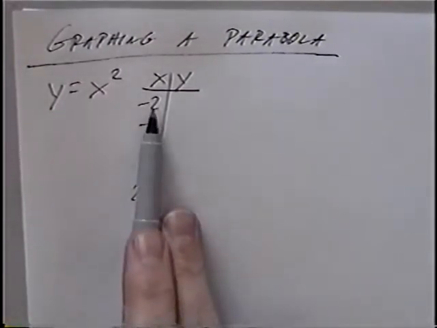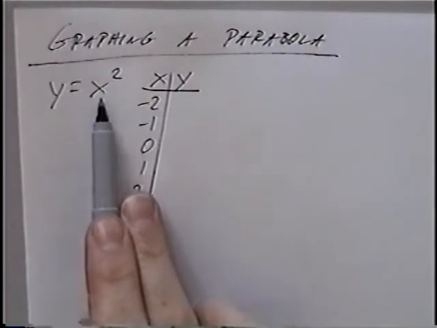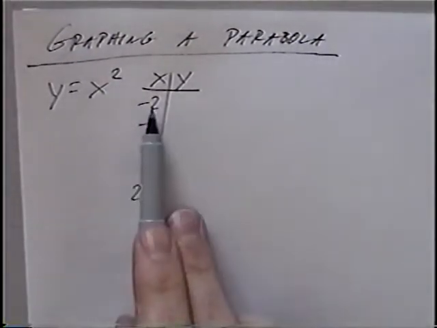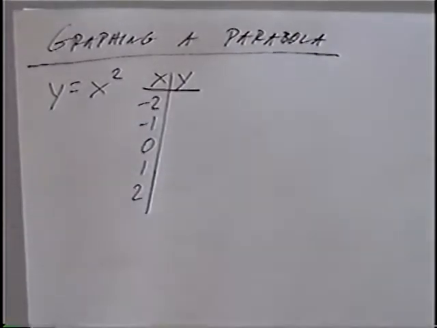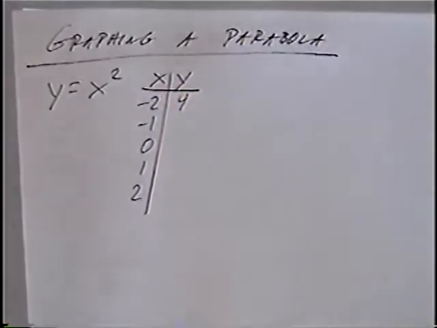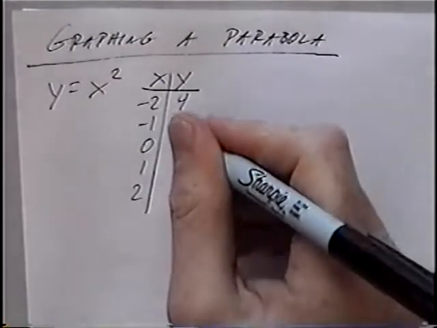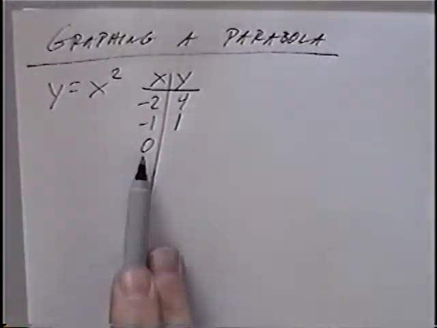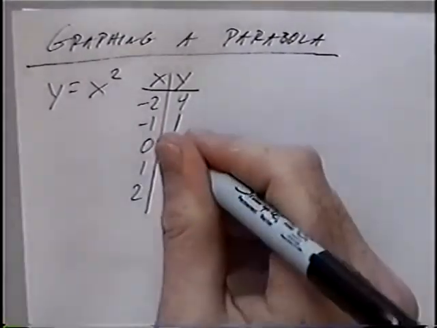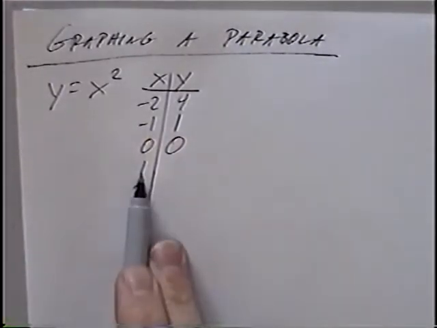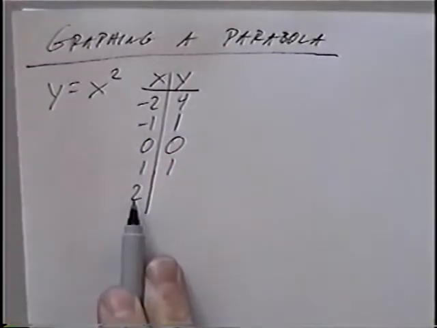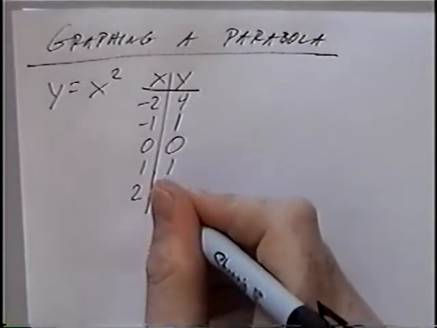Filling out the t-table, we'll take each number to the second power, or each number squared. So -2 squared is -2 times itself. -2 times -2 would be +4. -1 squared, -1 times -1 would be +1. 0 squared would be 0 times 0. 1 squared would be 1 times 1. And 2 squared would be 2 times 2.